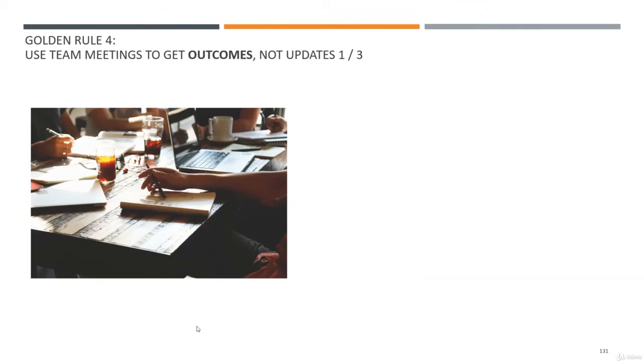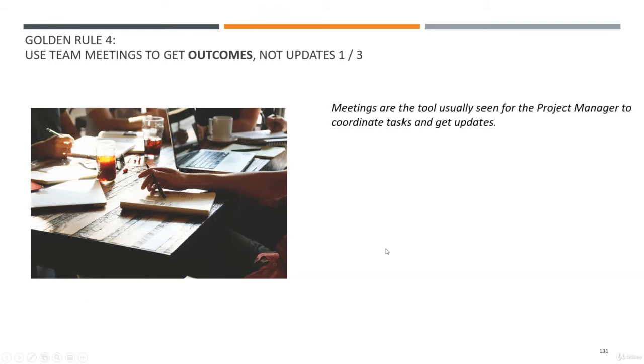So in part 1, we've gone through the theory of meetings, which is meetings seen, for the project manager to coordinate tasks and get updates, go around a table, and then you go back to your desk and you just put all that in a schedule, and you're good to go.